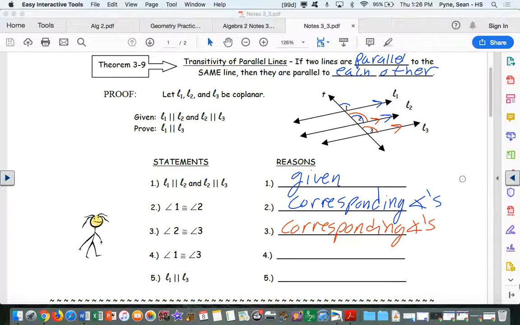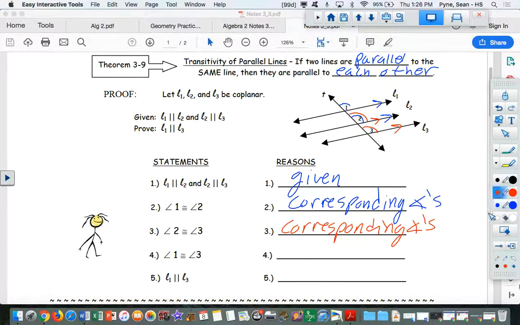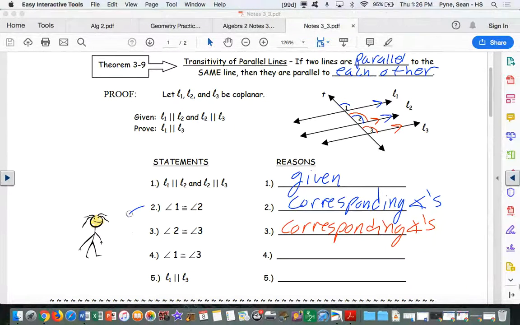All right. This one's a little tricky, so be careful. How do we know angle 1 is congruent to angle 3? The way we get it is by looking at the previous information. Transitive property. Excellent. It's transitive because we see that angle 2 is part of 2 and 3. So angle 1 is obviously congruent to angle 3.